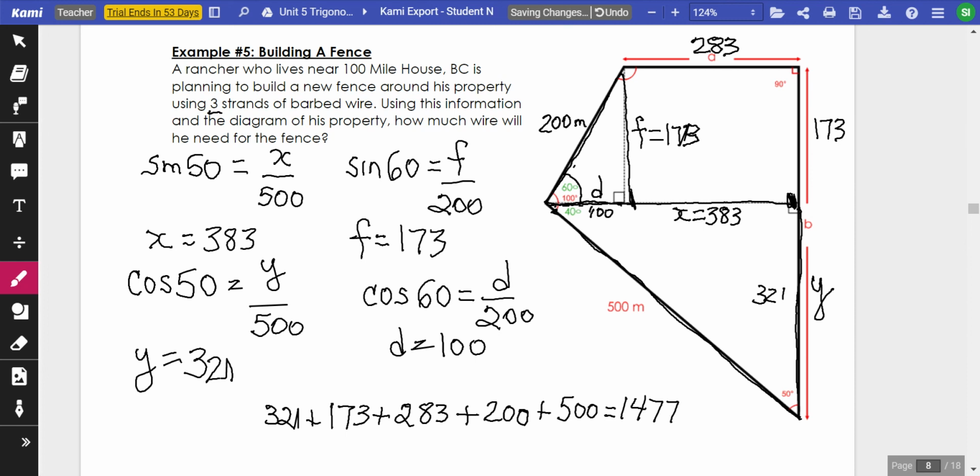If you notice in the question, it said there's 3 strands of barbed wire. So how much barbed wire do we need? We're going to multiply this by 3. And that equals 4,431 meters of barbed wire required to complete this fence.